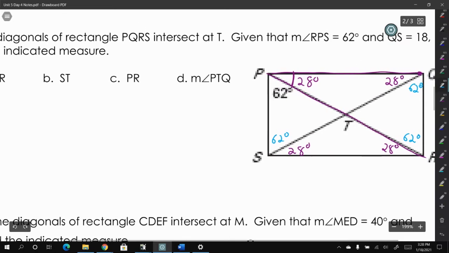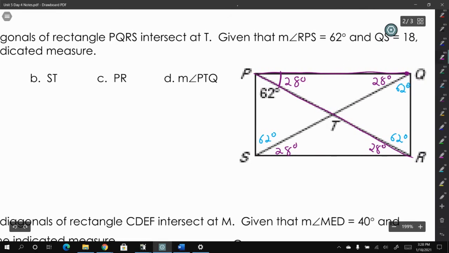Now the length of ST. We are given that QS is 18. So from Q to S is 18, so S to T is half of that. So that is going to be 9. And then PR, from P all the way to R, well, that is the other diagonal. And we know that in rectangles, the diagonals are congruent. So if QS, that pink line, the whole pink line was 18, that means PR has to be 18 as well.